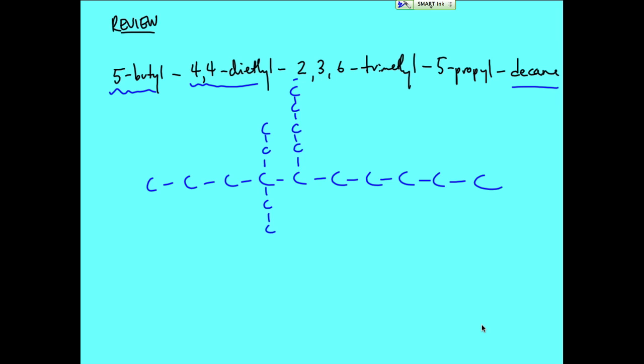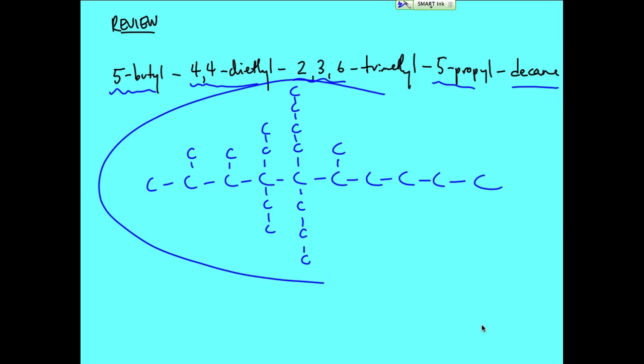And then off of the 2, 3, 6 we have methyls. So 2, it doesn't matter if they're up or down. 3 and 6 we have methyls. And off of the 5th we have a propyl, 1, 2, 3. And this would be the drawing for that crazily named substance right there.